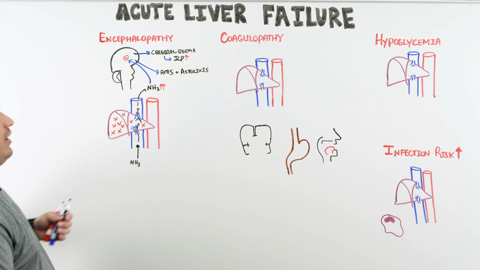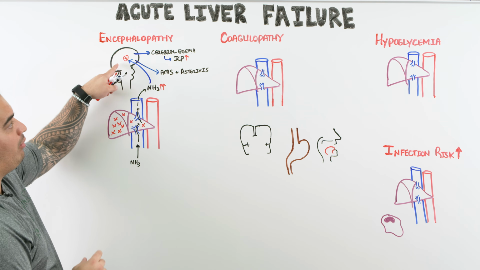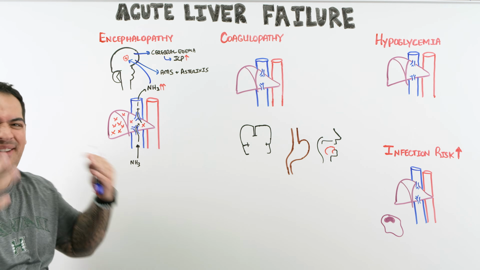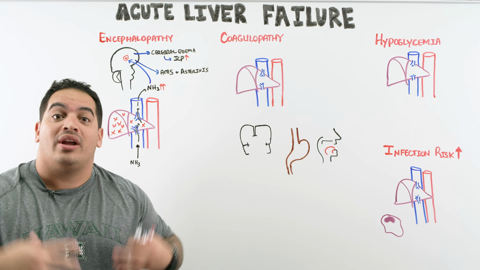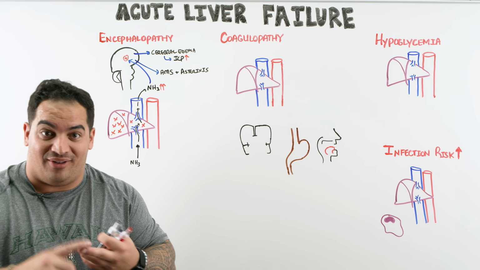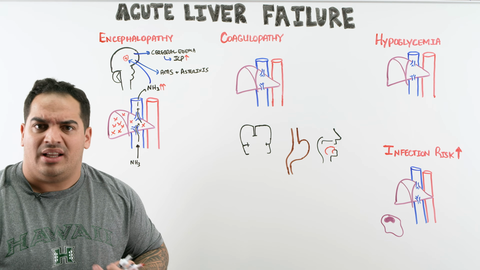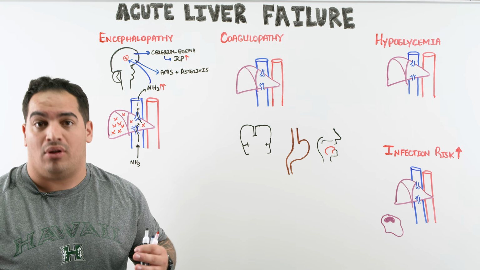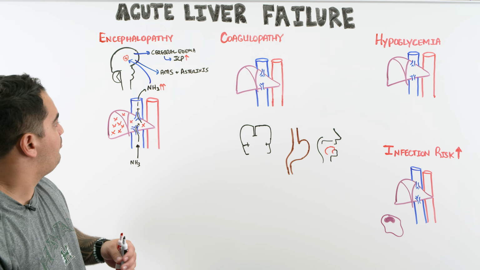So this is really where the issue arises: the ammonia will then cause brain dysfunction leading to this encephalopathy factor. So when a patient comes in with acute liver failure, look at their degree of mental status. Are they confused, delirious? Are they not making sense? Are they agitated? Are they sleepy, lethargic, comatose? Look for all of those findings. Do they have asterixis? These are big things to look out for.